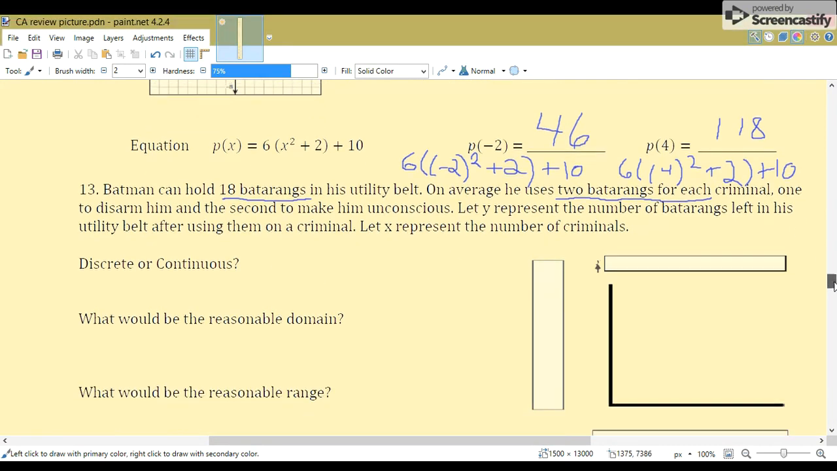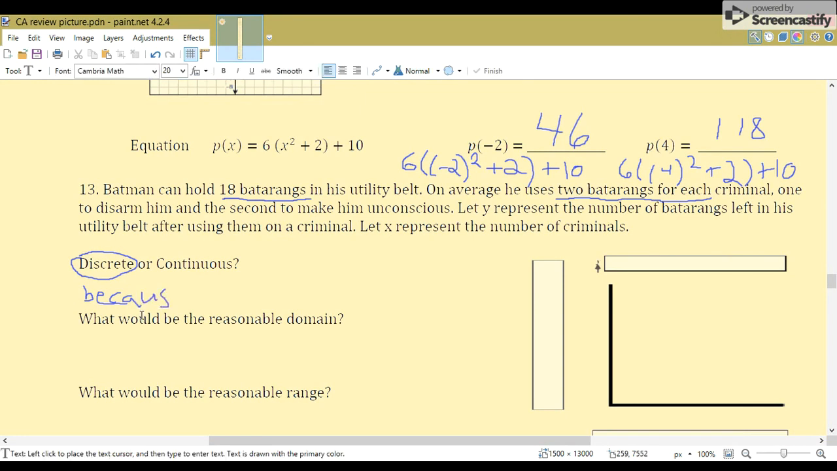So is this discrete or continuous? It should be discrete because we count the batarangs.